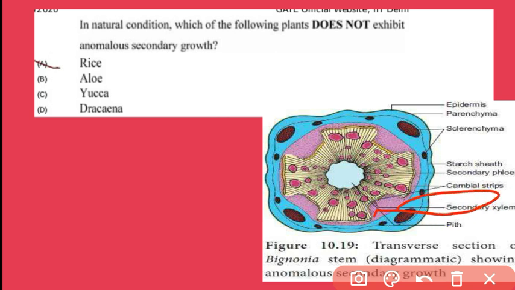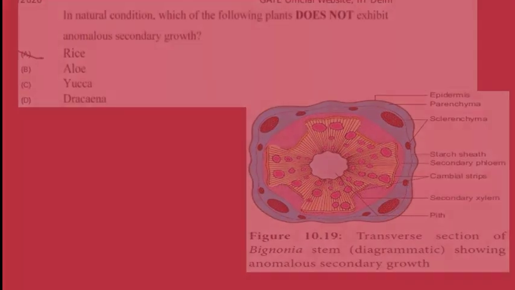This is secondary xylem, secondary phloem. The importance of secondary growth: old and non-functional tissues of plants are replaced with new tissue. So all of the options, that is B, C and D, aloe, yucca and Dracaena, these plants show anomalous secondary growth, whereas rice does not show anomalous growth. So the answer of this question is option A. Then moving to the next question.